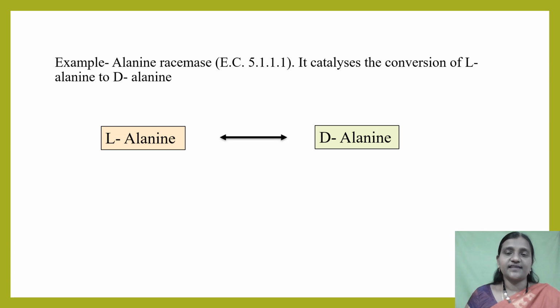Let us see the example of an isomerase, alanine racemase. The enzyme commission number is 5.1.1.1 and it catalyzes the conversion of L-alanine to D-alanine and vice versa.